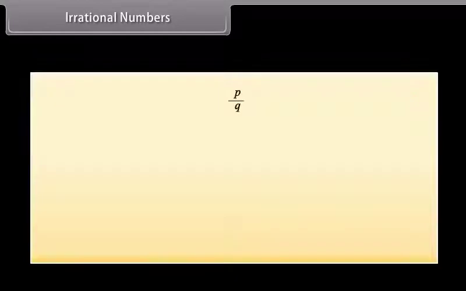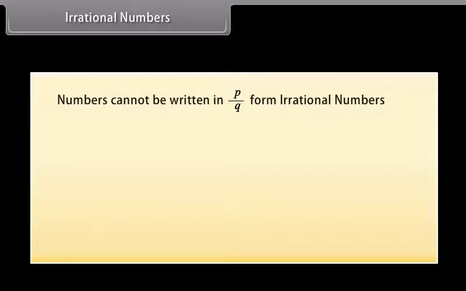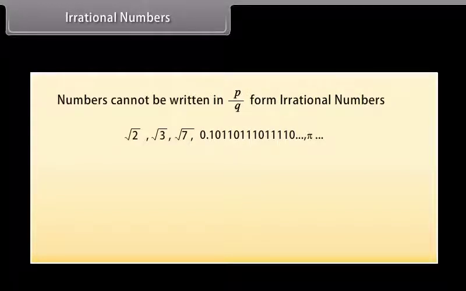Irrational numbers. You must be wondering if there are such numbers which are not in the form of p by q. Yes, there are numbers which cannot be written in the form p by q. Those numbers are called irrational numbers. For example, square root 2, square root 3, square root 7, 0.1011011101110, 11110 and so on, pi and so on.